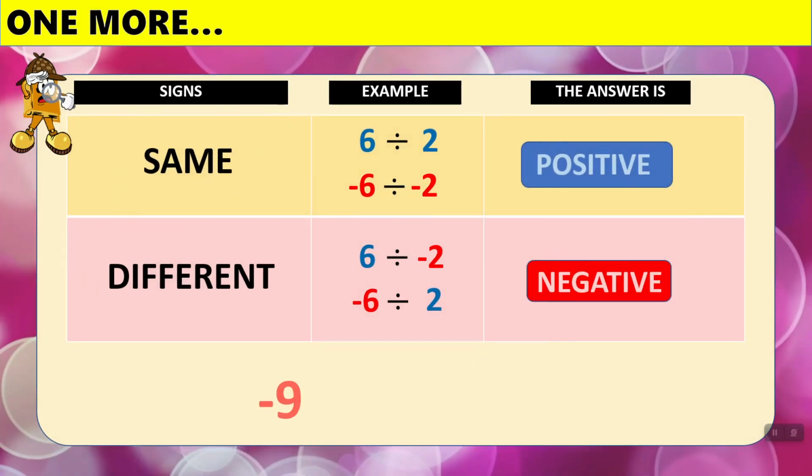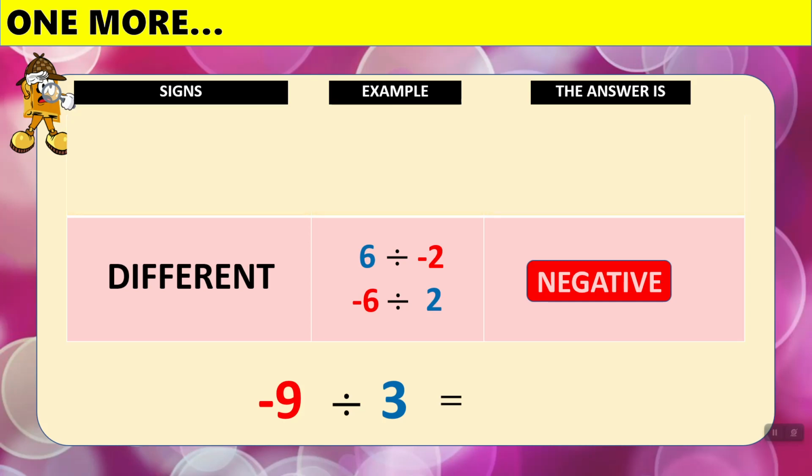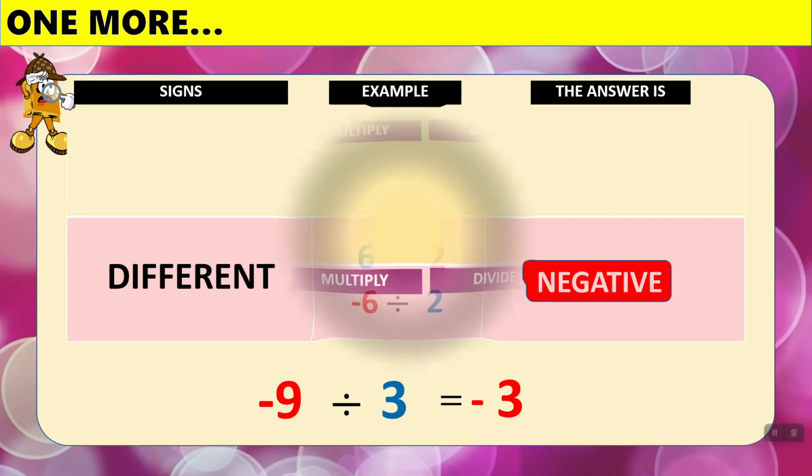And one more. -9 divided by +3 equals. We can see that the signs are different, so we use this rule. The answer is going to be negative, so we divide 9 by 3 and we get 3. And we know that's a -3 based on our rules so far.